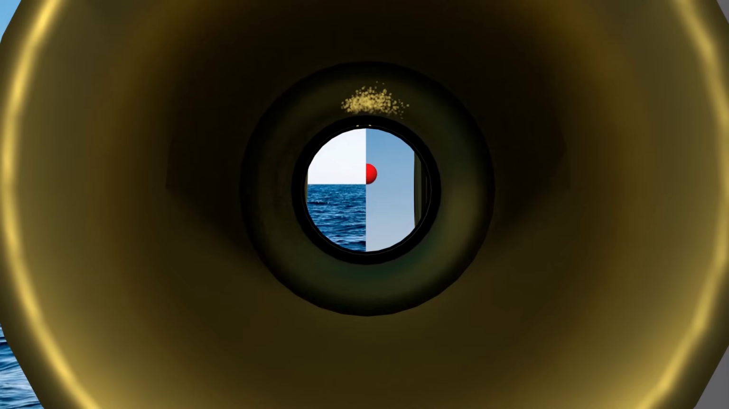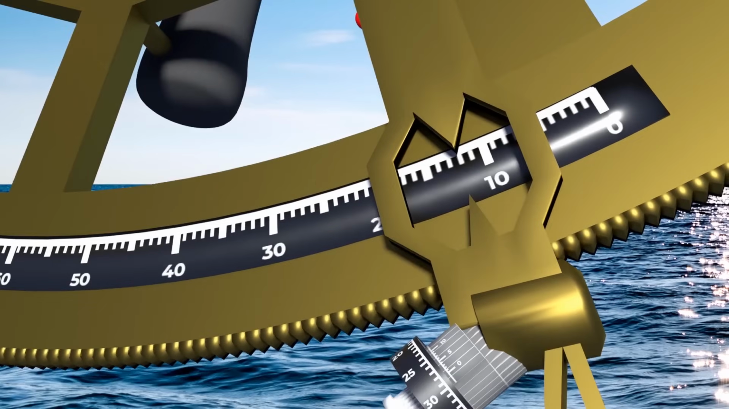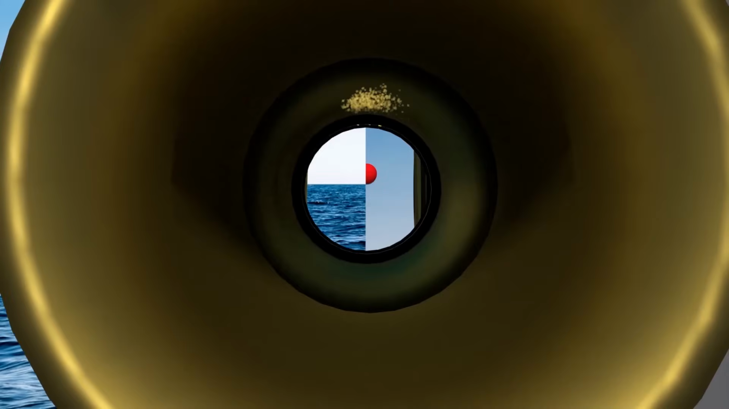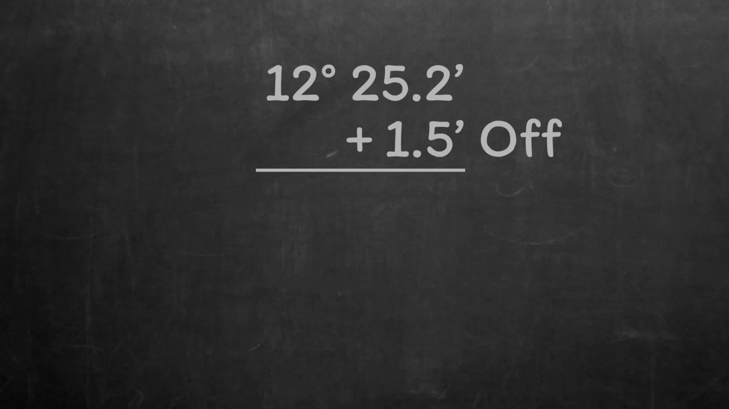Now you've got the sight properly set in the sextant, and you can just read off the measurement from the scale arc and the vernier. Any index error then needs to be applied to get the correct reading. For example, say you measure a body's altitude at 12 degrees 25.2 minutes and you have an index error of 1.5 minutes off the arc. You need to add those 1.5 minutes to your measurement. Your altitude then becomes 12 degrees 26.7 minutes. Likewise, if your error was on the arc instead, you'd just subtract it from your measured altitude.